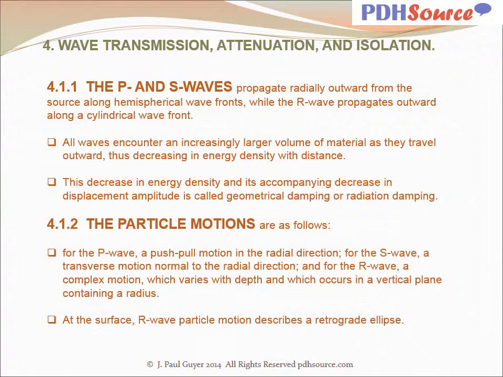The particle motions are as follows. For the P wave, a push-pull motion in the radial direction. For the S wave, a transverse motion normal to the radial direction. And for the R wave, a complex motion which varies with depth and which occurs in a vertical plane containing a radius. At the surface, R wave particle motion describes a retrograde ellipse.